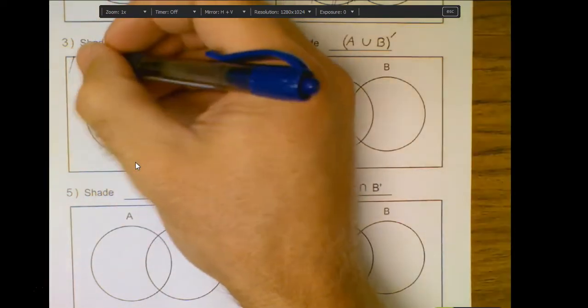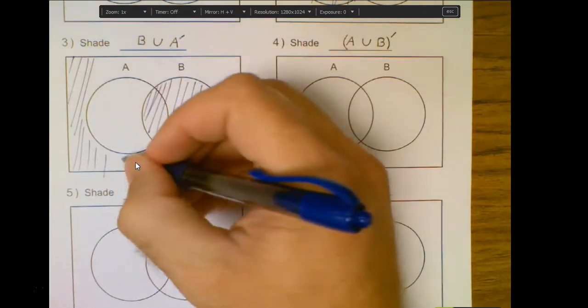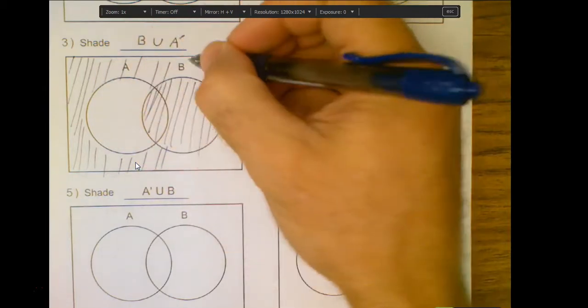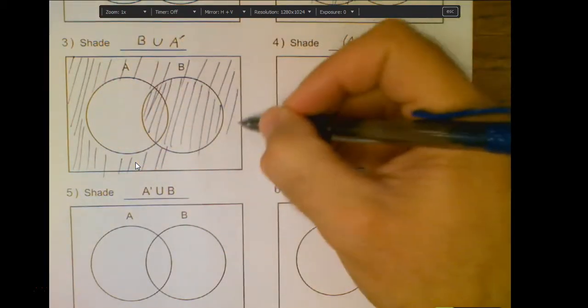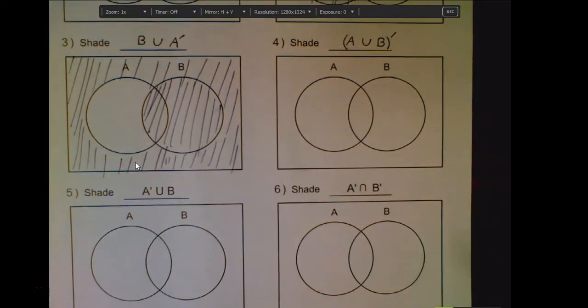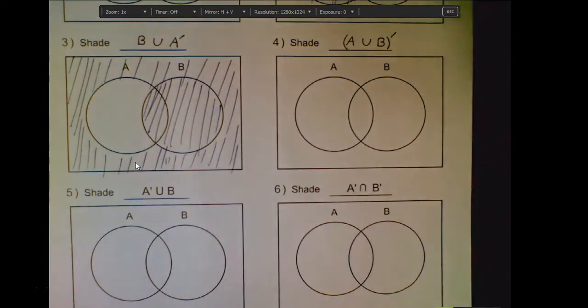So again, I'm shading everything that is true about either case. It does not have to be true about both. It only has to be true about one of them in order to get shaded. And so that's the big difference between unions and intersections. With a union, it only has to be true about one of them to get shaded. With the intersection, it's got to be true about both.